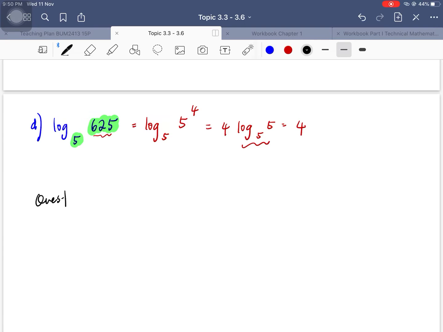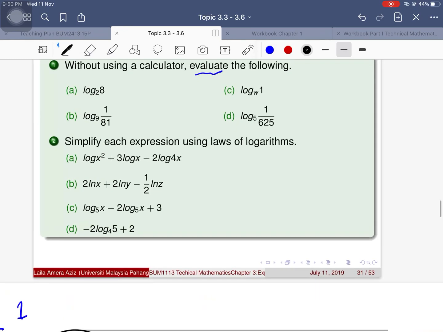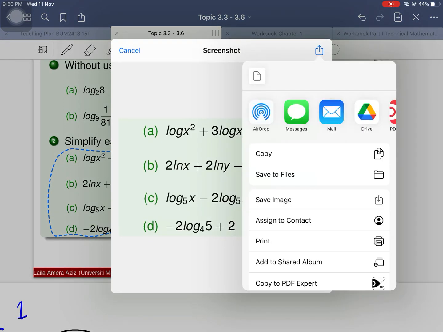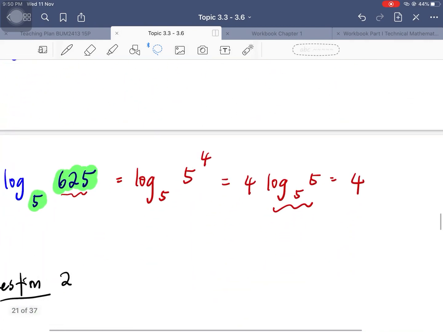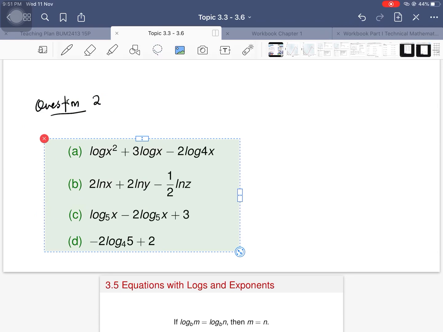Now I'm going to start with the second example, which is question number 2. Let's see what this question wants. What we are expected to do is simplify each expression using the laws of logarithm. Let me copy this so I don't have to keep looking up for this. Take a screenshot, copy, and let's paste it here so we can refer to them later.